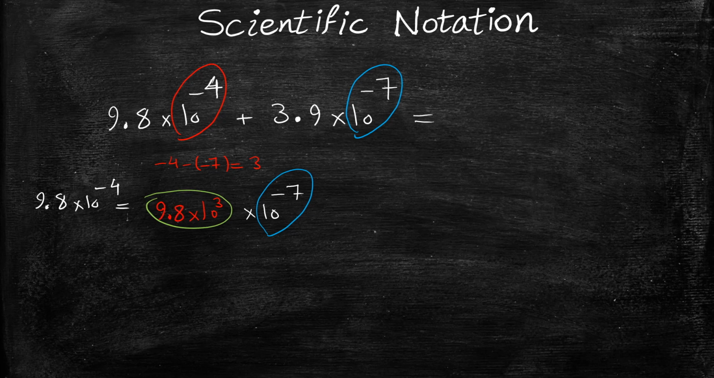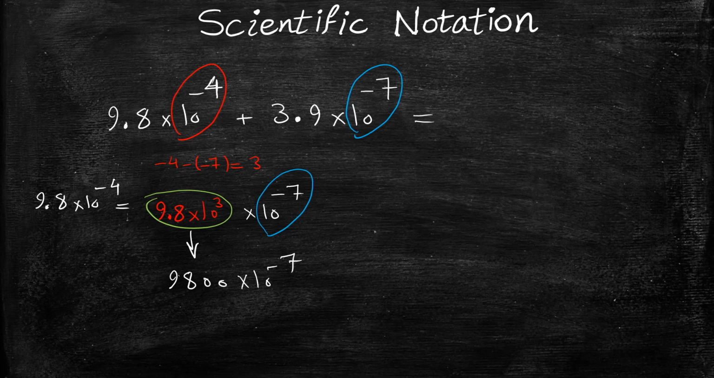And again, to review, we know that when we do 10 to the power of 3 times 10 to the power of negative 7, the bases are the same, so we add up the exponents. 3 minus 7, that's 10 to the power of negative 4. Again, just to review. I wipe it out. Okay. Now, I expand this guy so we can do the addition. 9.8 times 10 to the 3, or 1,000, is 9,800 times 10 to the negative 7.